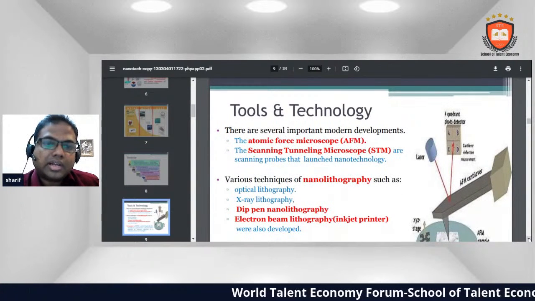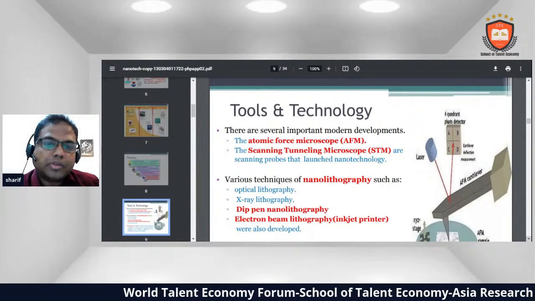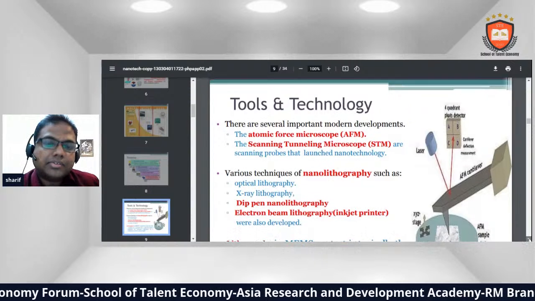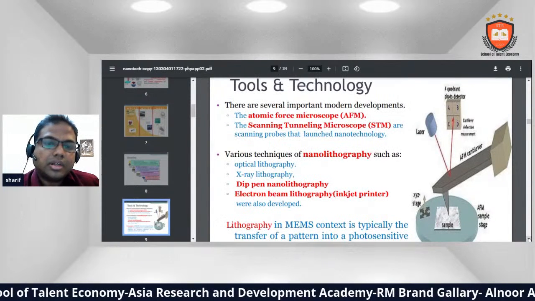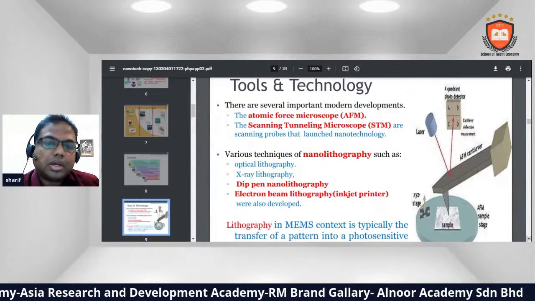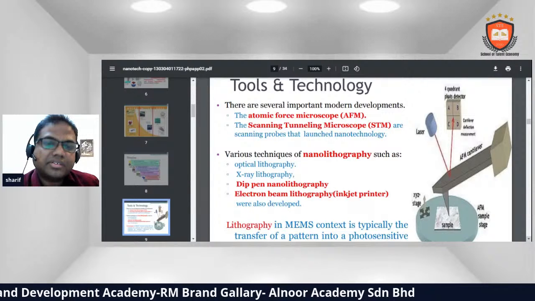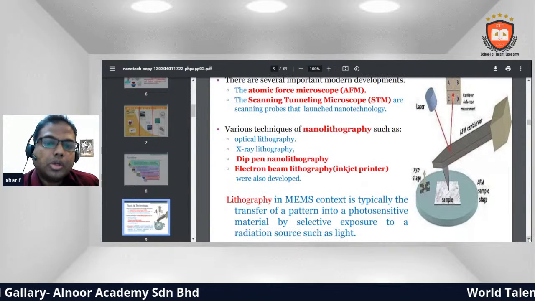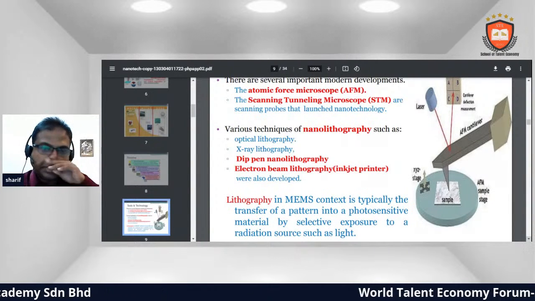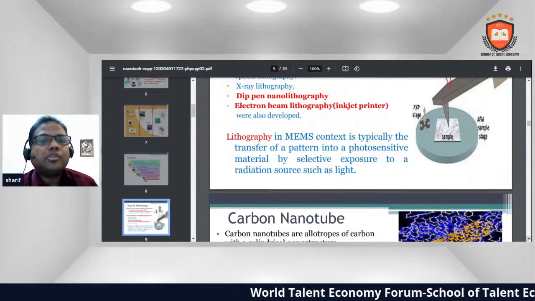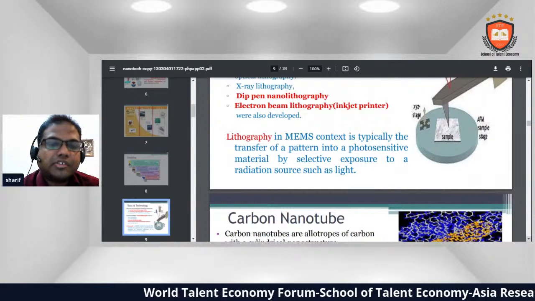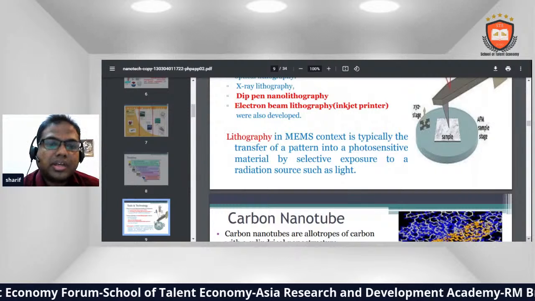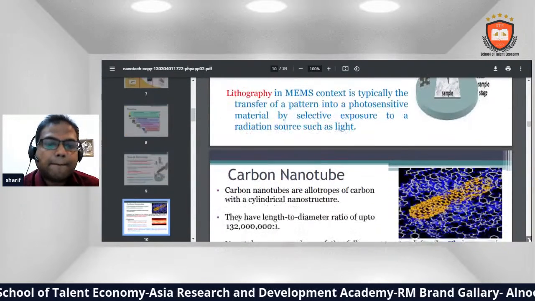Tools and technology. There are several important modern developments: the atomic force microscope AFM and the scanning tunneling microscope are scanning probes that launched nanotechnology. Various technologies of nanolithography such as optical lithography, X-ray lithography, and electron beam lithography. Lithography is, in the MEMS context, typically the transfer of a pattern in a photosensitive material by selective exposure to a radiation source such as light.